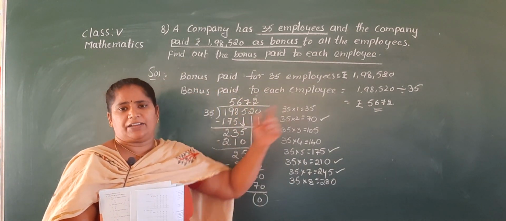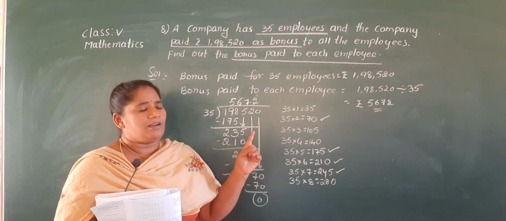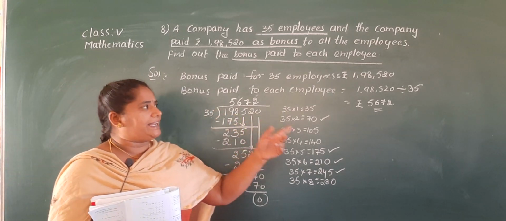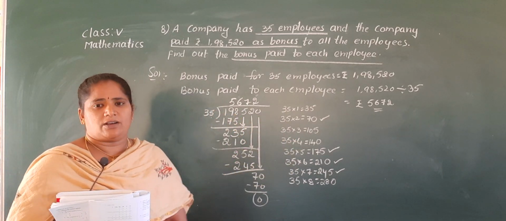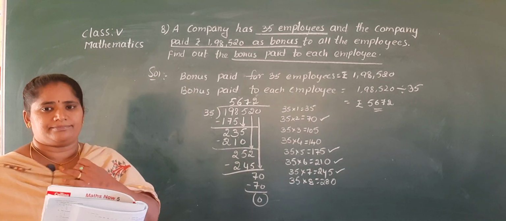Bonus paid for 35 employees equal to 1,98,520 rupees. So bonus paid to each employee equal to 5,672. Note down in your classwork children.